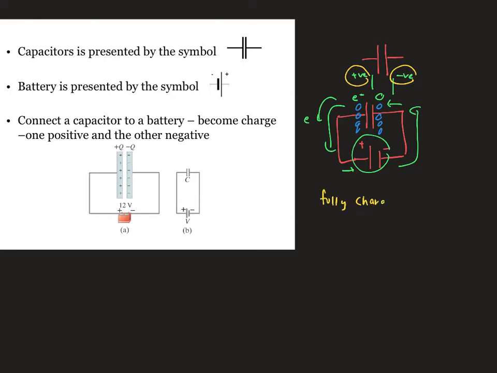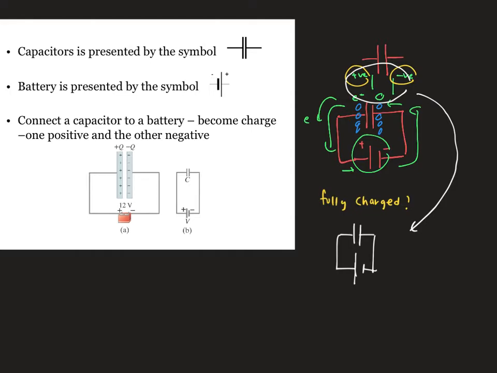To know whether it's fully charged, the potential difference at the capacitor will be equal to the potential difference of the battery. That's the reason why the charge stops moving. At that time we can call it fully charged.